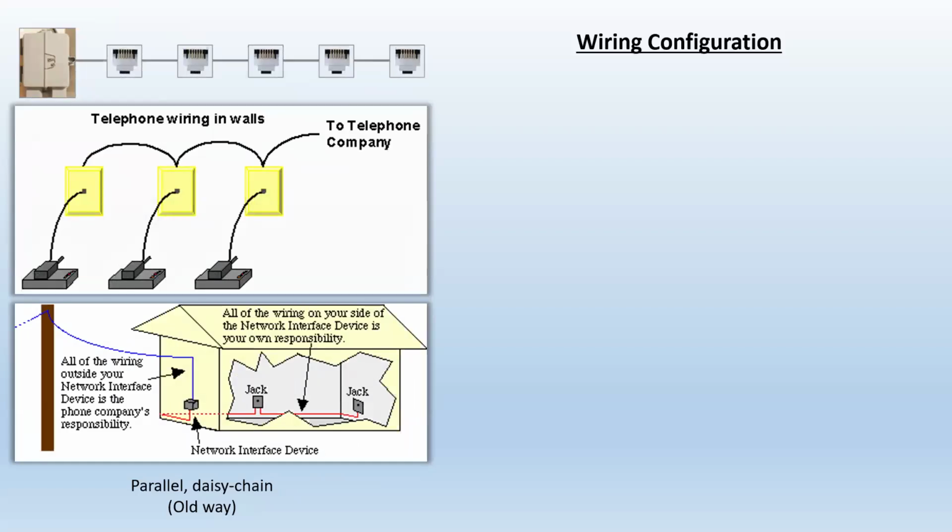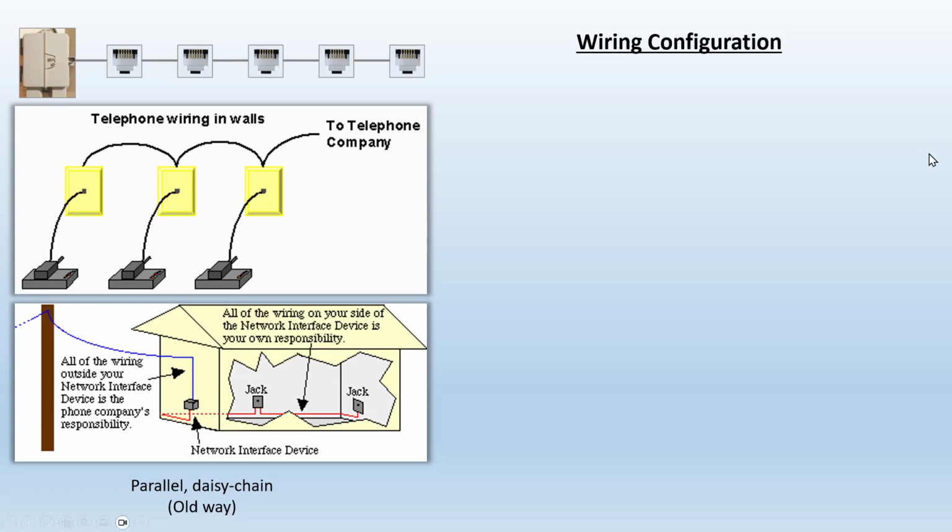Wiring configuration for the phones. This used to be the old way of connecting the phones. It was called the daisy chain way. You would get the phone line from the outside, going through the demarcation point, which is the point of entry, and you would connect that into the first jack, and then you would parallel connect it to another jack and another jack, whichever amount of jacks the telephone company would allow or suggest, so the system is not loaded too much.